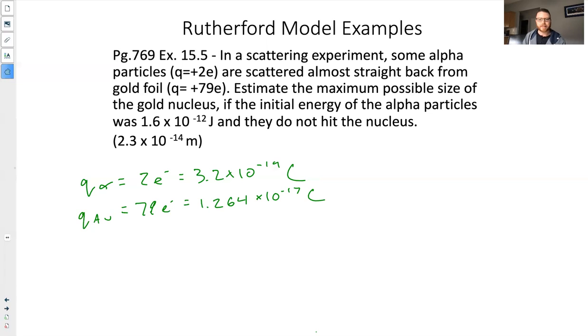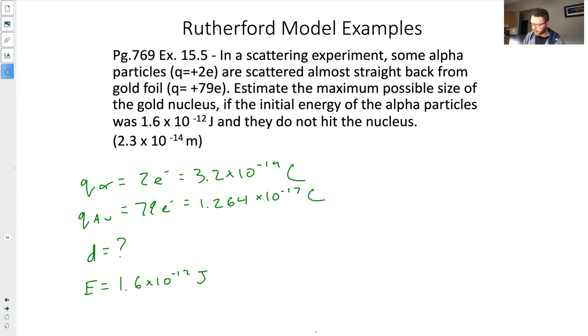Okay, estimate the maximum possible size of the gold nucleus. So we are looking for the distance here. If the initial energy of the alpha particles was 1.6 times 10 to the negative 12 joules, okay, and again, we are asked for the distance here.